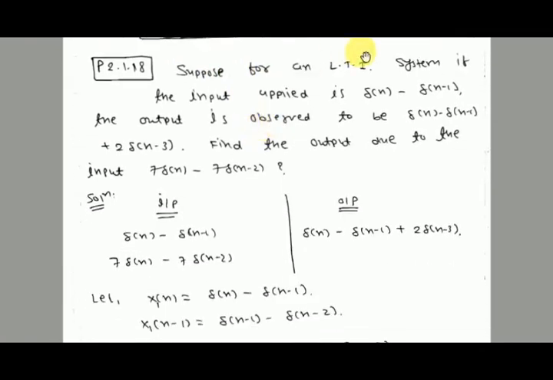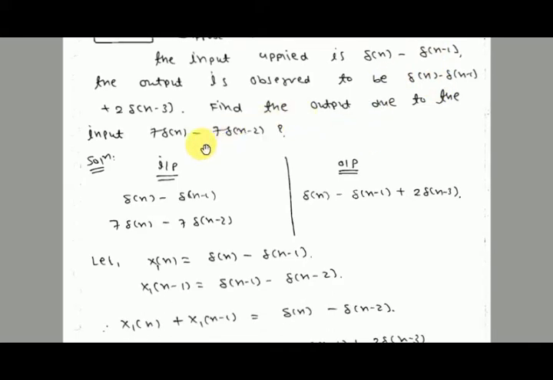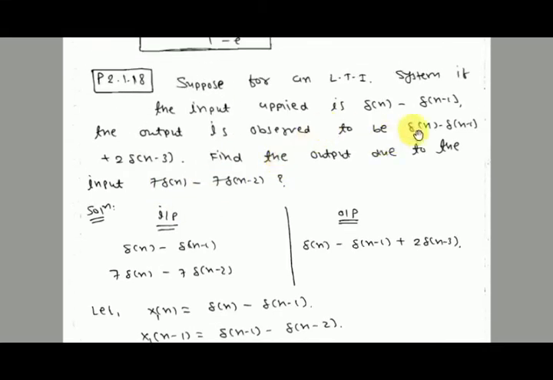Next question: suppose for an LTI system, if the input applied is delta of n minus 1, the output is observed to be delta of n minus something. That means you have been given the input and the output for that input. You have to find another output for another input. You can find it: you have the output for the given input, so you can find the transfer function H of z. For this input you can find the output Y of z equal to H of z into X of z.